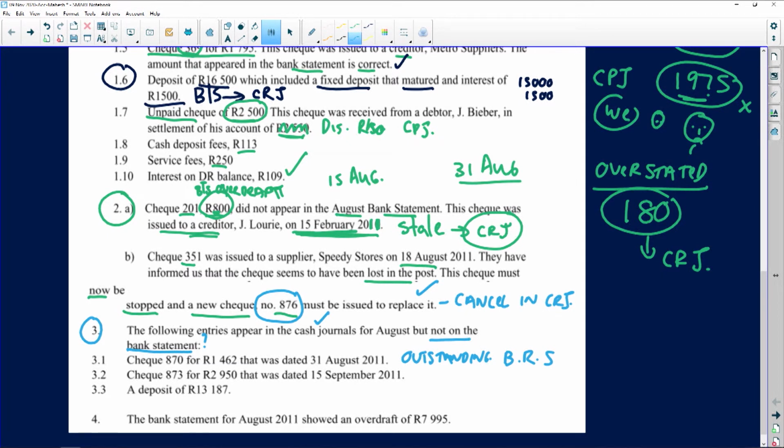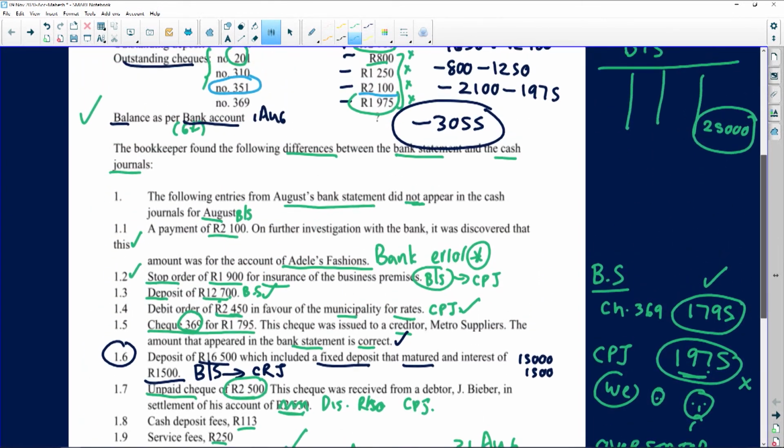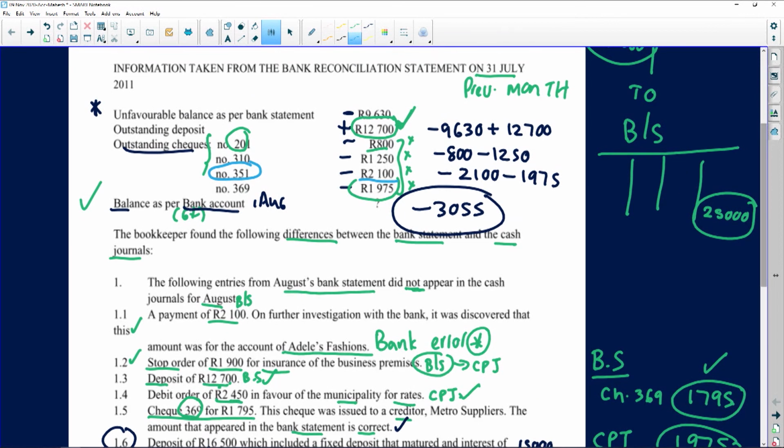So the first one is an outstanding check, check number 870 for 1,462. Then I've got another check, check 873, for 2,950. And then finally, an outstanding deposit. Now, before I fill in my outstanding checks, I just want to go back to the bank recon from the previous month to see whether or not I've sorted every check.